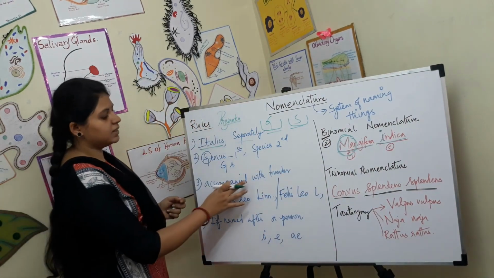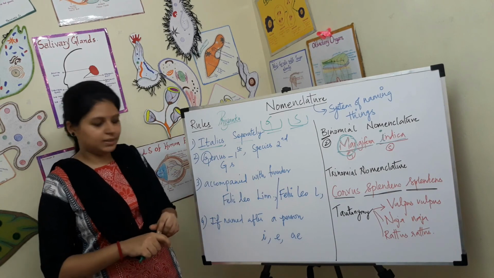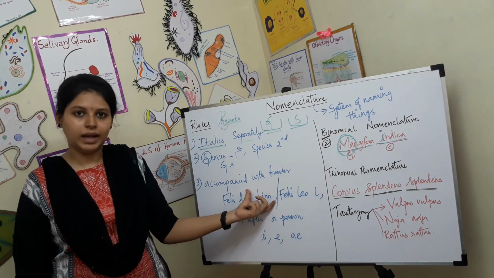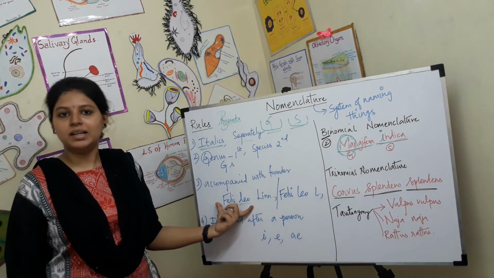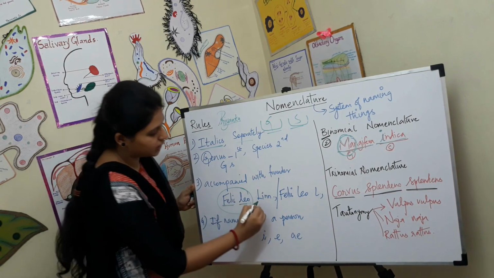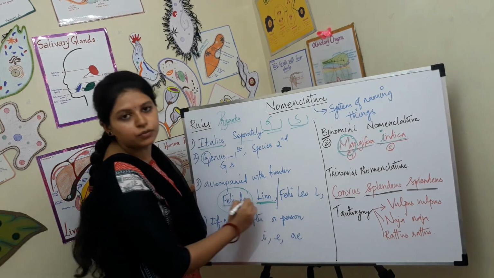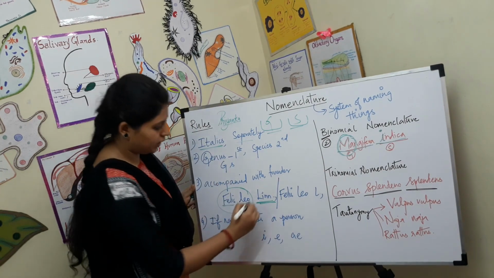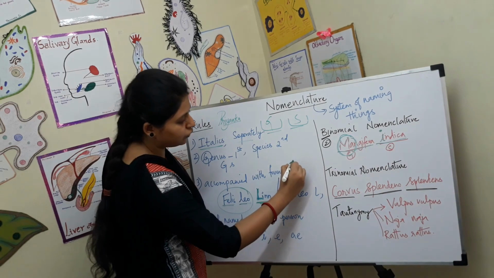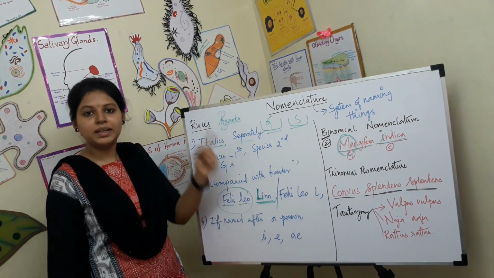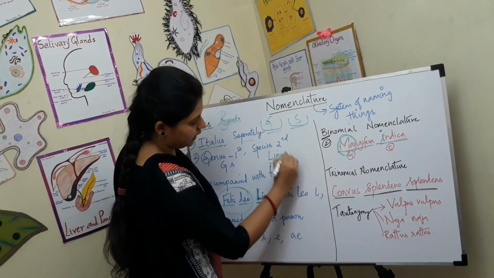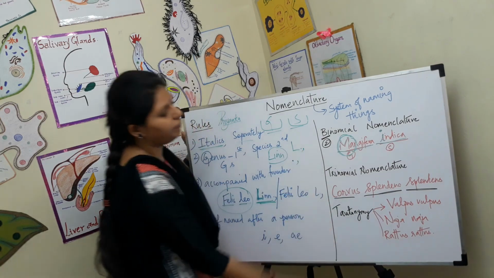Next, it is accompanied with the founder. For example, the name Felis leo. It was named by the scientist Linn. So Linn named this animal Felis leo, and this genus and species name is accompanied by the founder who gave the name to this animal, Linn. The founder's name you have to start with a capital letter and end with a full stop and a comma. It is not necessary to write the full name, you can just put L, full stop and a comma.